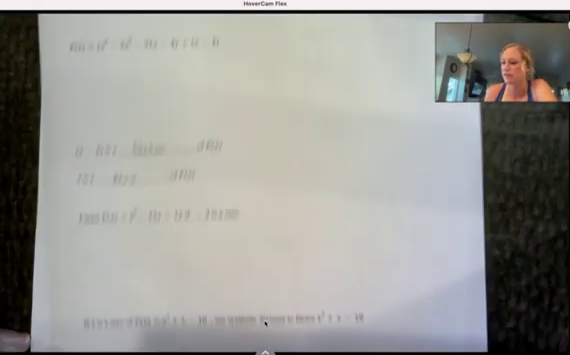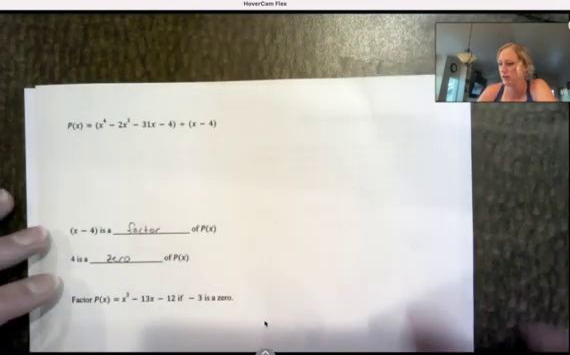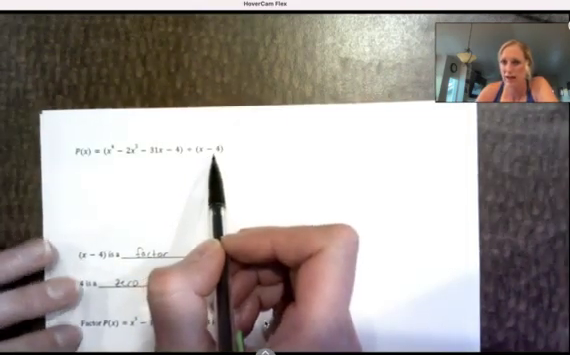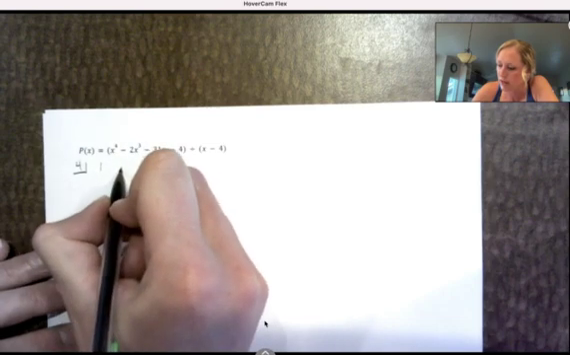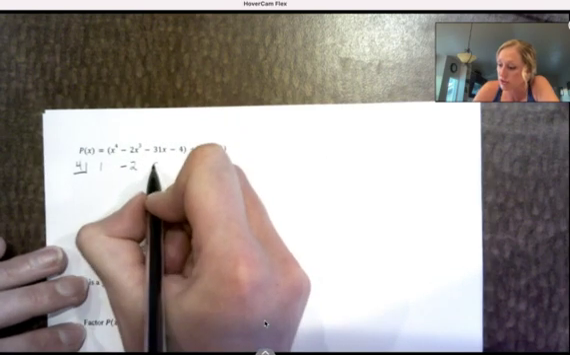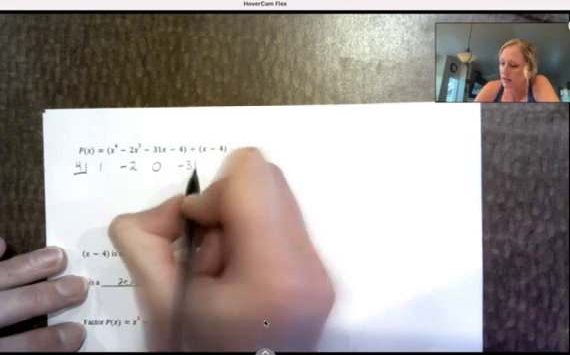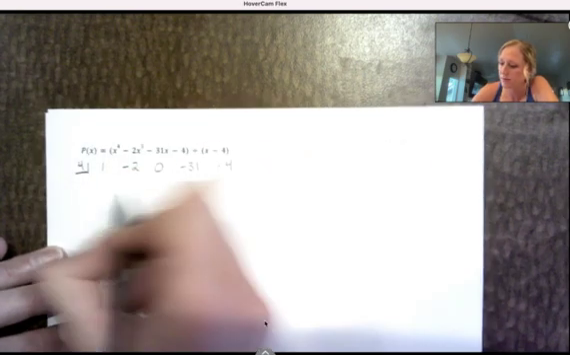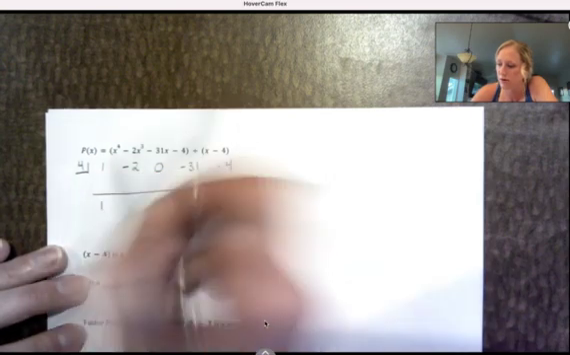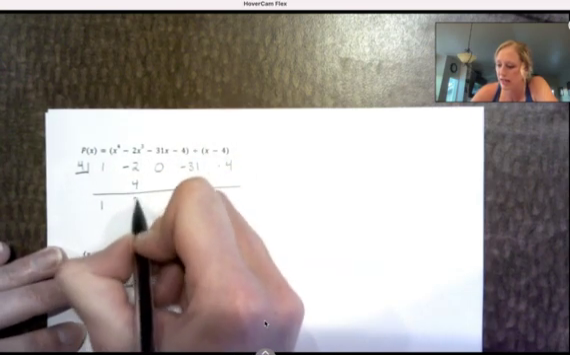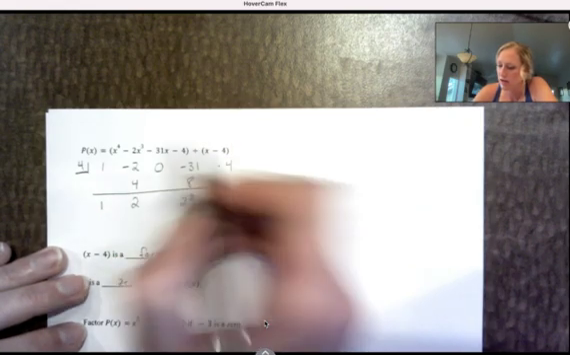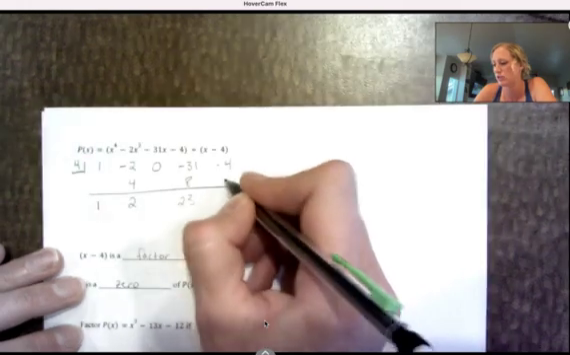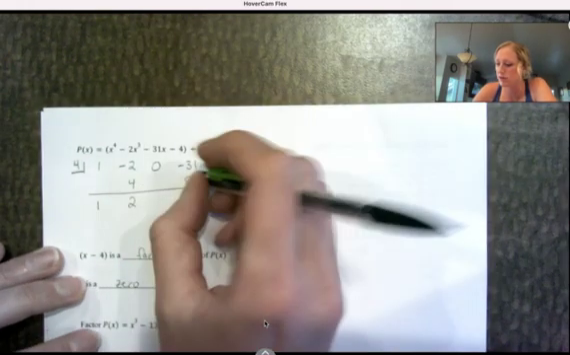All right, let's try another one here. I'm dividing by x minus 4, so 4 goes in the box. Coefficients: I have 1x to the fourth, negative 2x to the third, 0x squared, negative 31x, and negative 4. Bring down the 1. 4 times 1 is 4. Add. 4 times 2 is 8. Add. 4 times 23 is what? 92, I think? Oh, sorry, I missed one. I missed my 0.